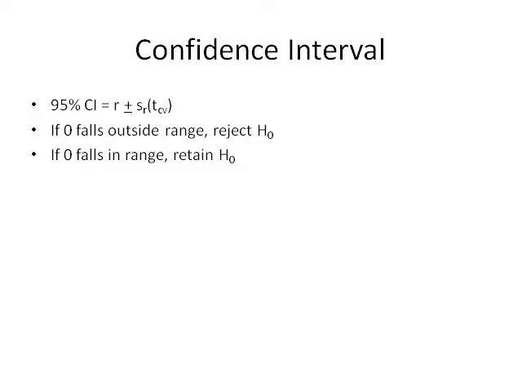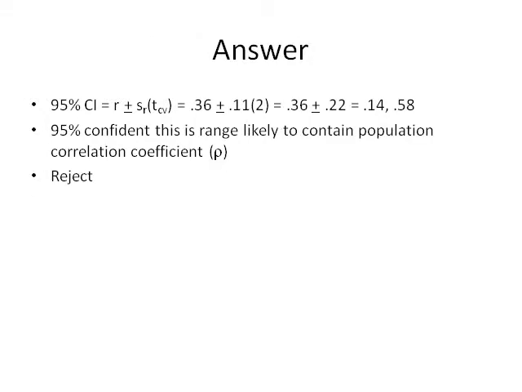Before going to the next slide, see if you can construct a 95% confidence interval for the finding we discussed in the last slide. Also, then determine if you would accept or reject the null based upon the results of the confidence interval. The answer is that the 95% confidence interval will be 0.14 to 0.58.